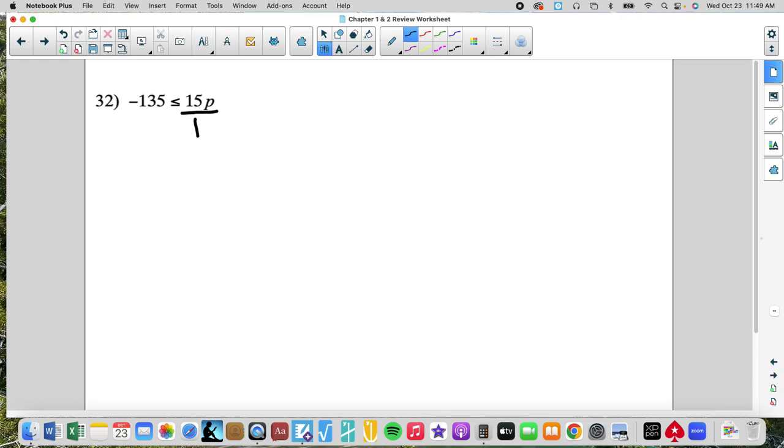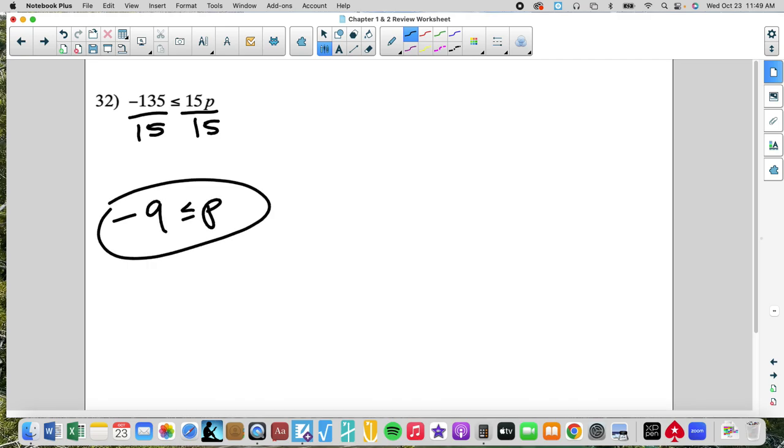Let's divide by 15. Divide by 15. I'm going to get negative 9. Hello. We just did this. I don't have to flip the inequality because I divided both sides by positive 15.